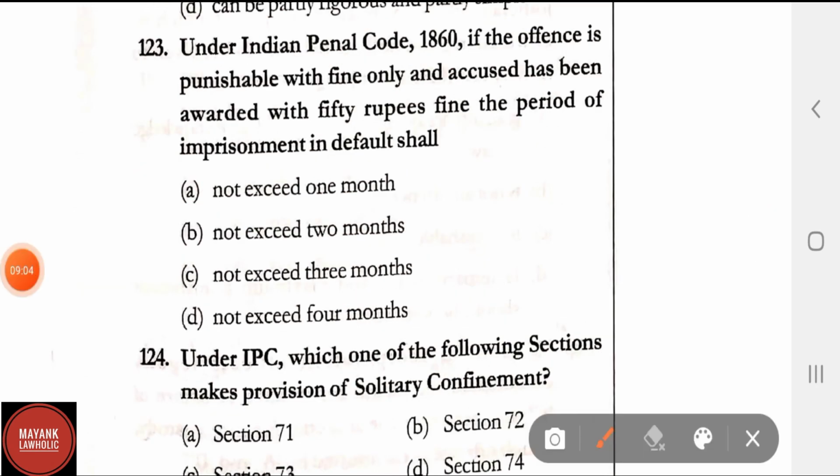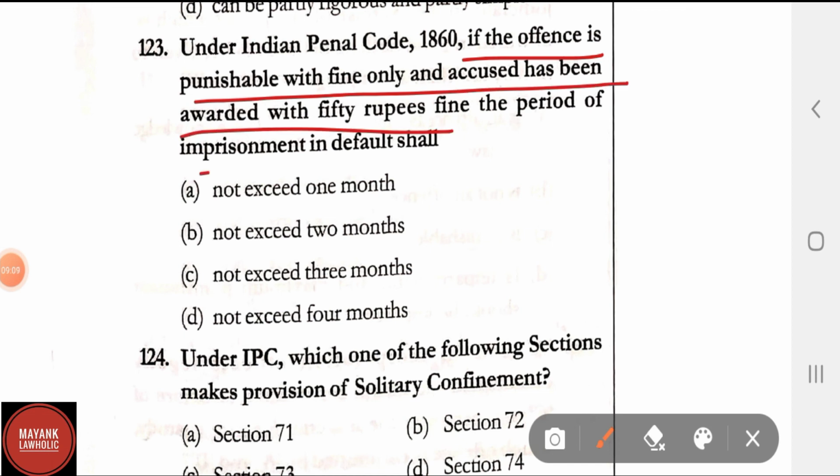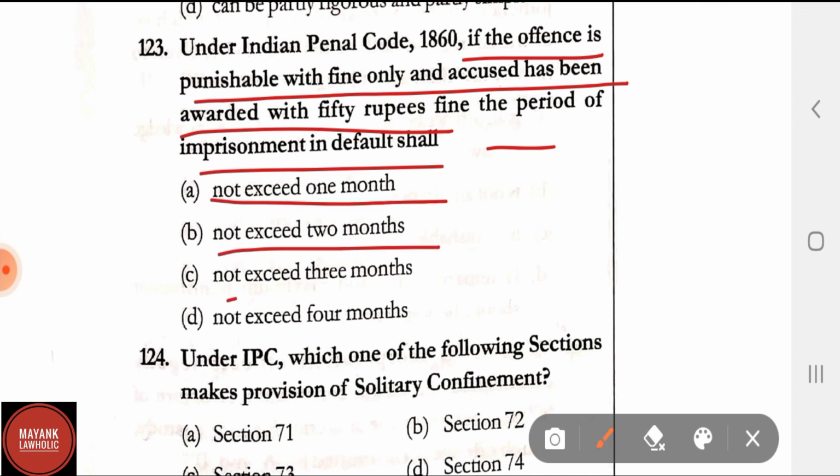Question number 123. Under IPC, if the offence is punishable with fine only and the accused has been awarded 50 rupees fine, the period of imprisonment in default shall be not exceeding 1 month, not exceeding 2 months, not exceeding 3 months, not exceeding 4 months. Correct answer is option B, that is not exceeding 2 months.